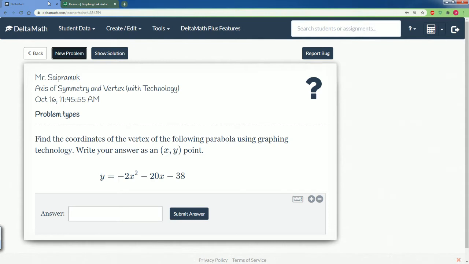The question asks, to find the coordinate of the vertex of the following parabola using graphing technology. Write your answer as a point, so x comma y. So here we want to write down our function: y equals negative 2x squared minus 20x minus 38. We just want to write it down so we know what to type in.